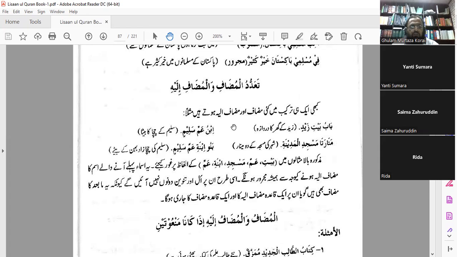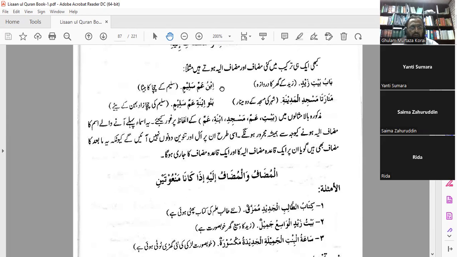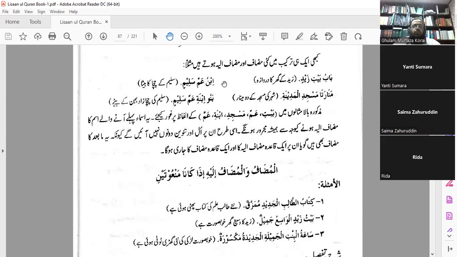That is known as ta'addudul muzaf wal muzaf ilayh. Now we can see that in one sentence we can have two muzaf and two muzaf ilayh, right? Now let's see what are the sentences over there.